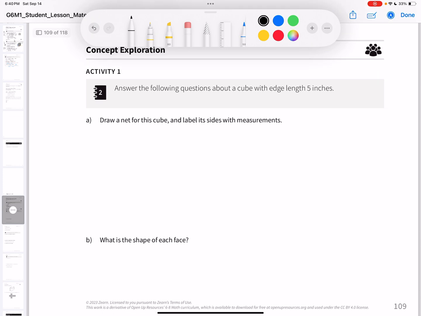All right. Answer the following questions about a cube with an edge length of 5 inches. So we want to draw a net for this cube and label its side measurements. So 1, 2, 3, 4. A cube has 4 sides, and then it has a top and a bottom, right? So that's a net for that cube with the side measurements of 5, 5, 5, 5, 5, 5. So many 5s all around everywhere.